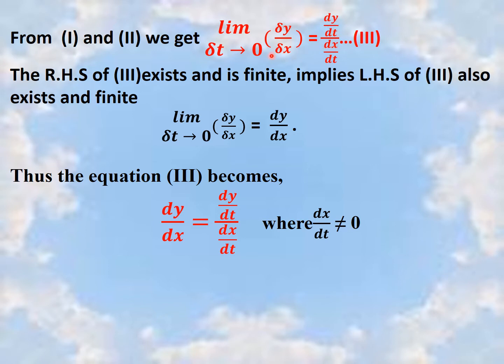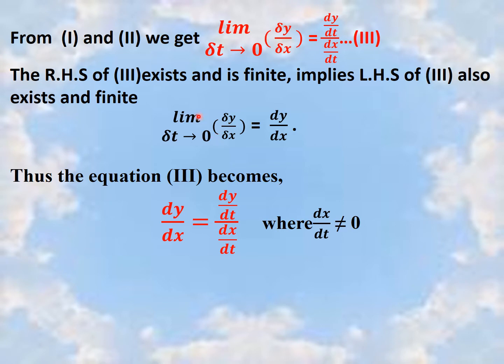Now let us see the left side. Now the RHS of 3 already exists. This part already exists because dy by dt, this derivative exists. We have already defined. So, which implies that as it is an equation, we can say that the left side part also will exist and finite.